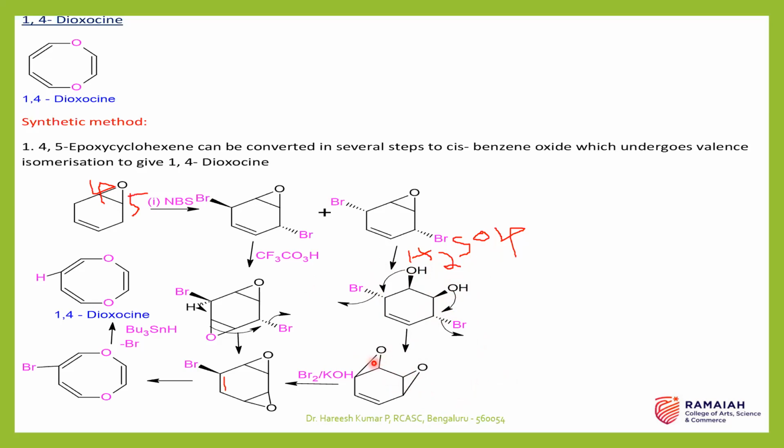Then this epoxide, when it is treated with bromine, you know that this double bond is brominated. This is also a bromination and dehydrohalogenation. So it is possible to get a compound like this. This is also obtained from the trans compound.